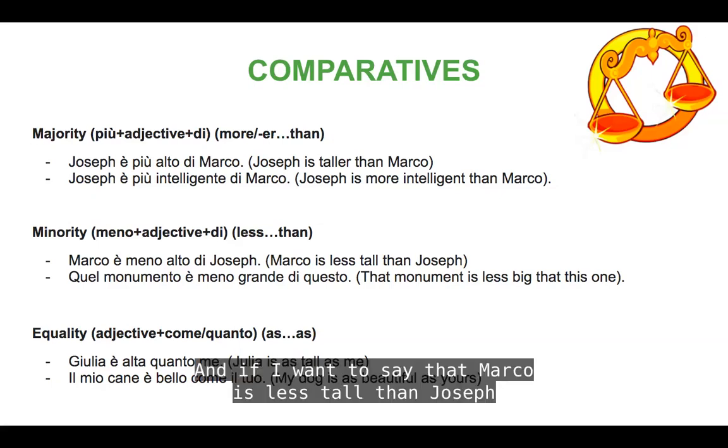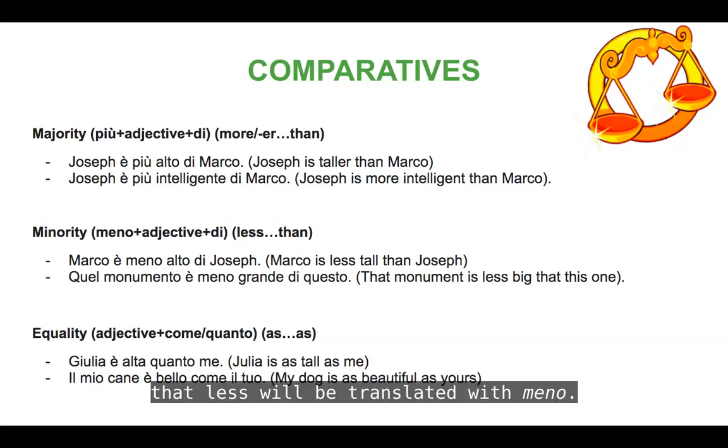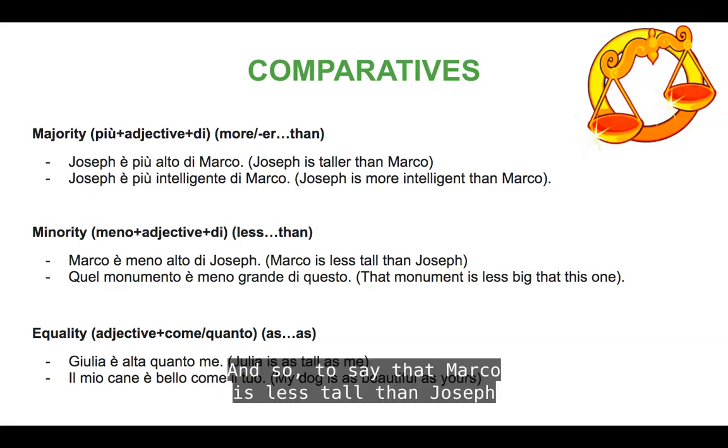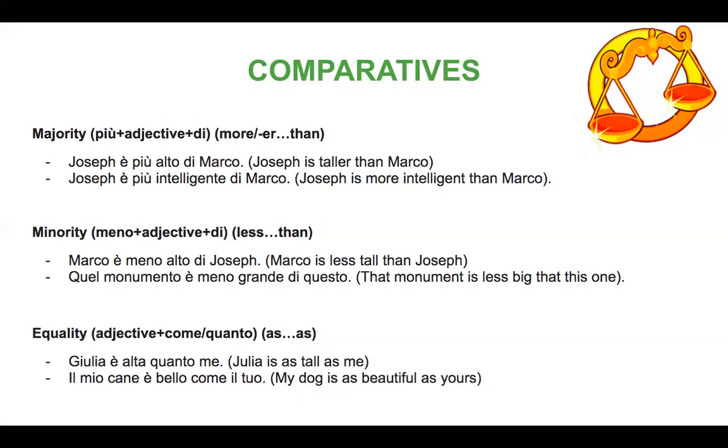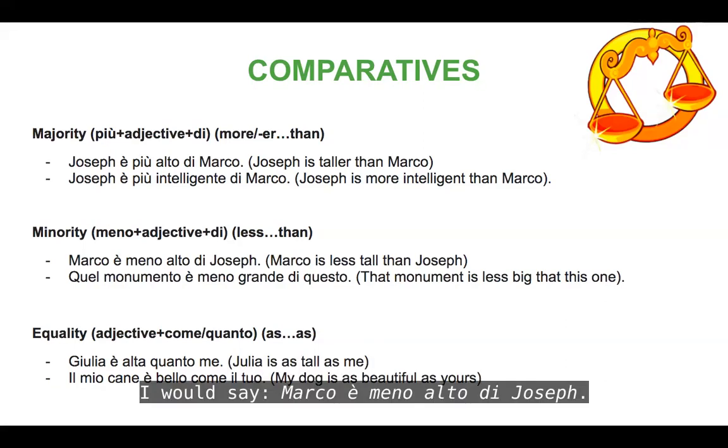And if I want to say that Marco is less tall than Joseph, that less will be translated with meno. And so to say that Marco is less tall than Joseph, I will say Marco è meno alto di Joseph.